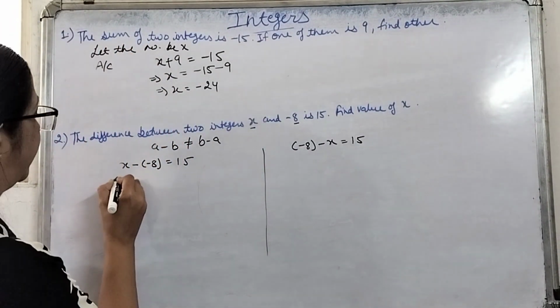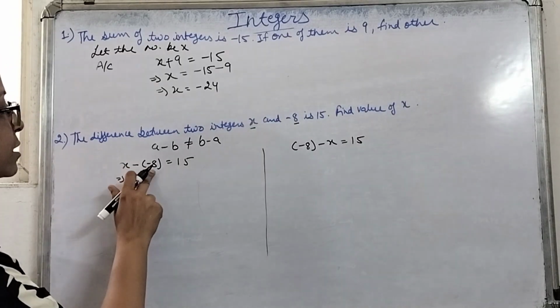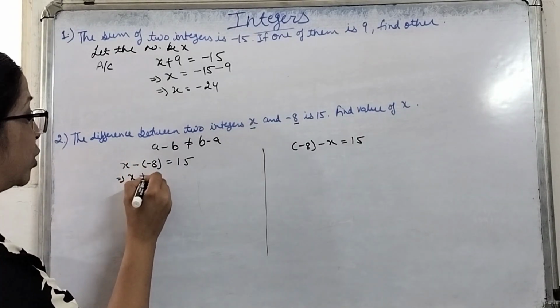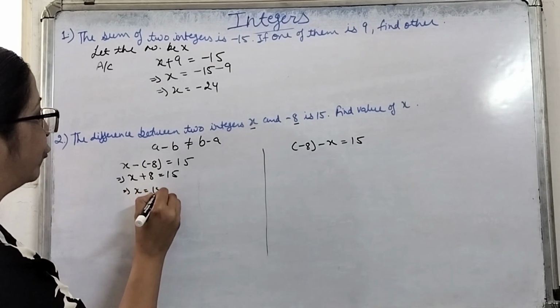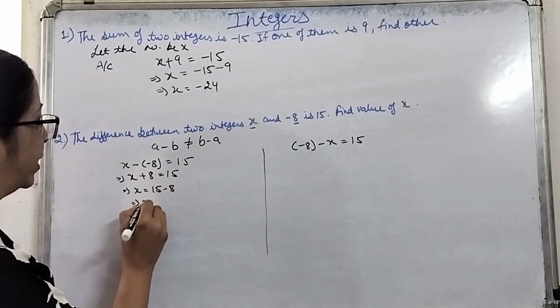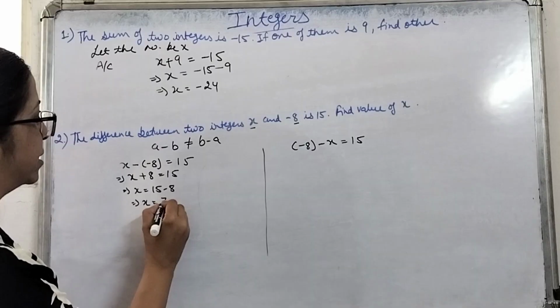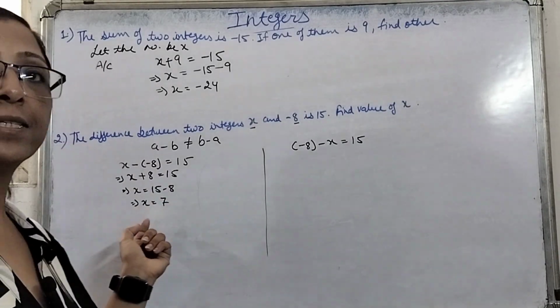First we are solving this part. x minus, multiplied by minus, will become positive 8. It is equivalent to 15. So the value of x will be 15 minus 8, or we can say the value of x is 7. So one of the values of x is 7.